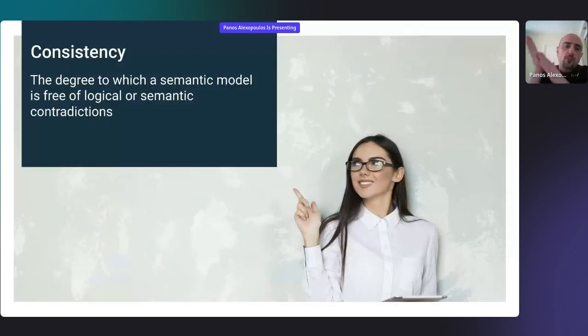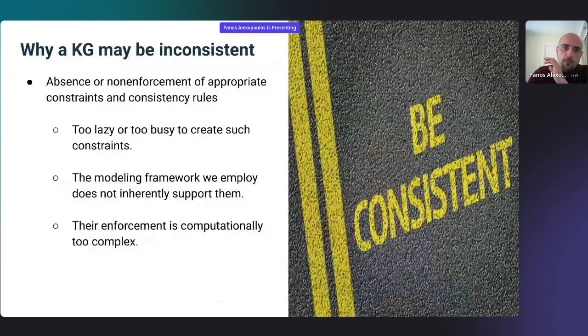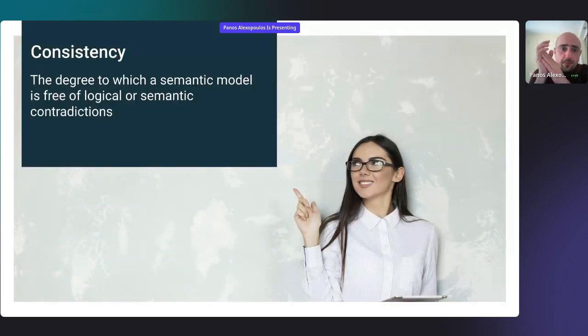Okay, then we have consistency. Consistency is more of a logical construct, and it has to do with the degree to which a semantic model is free of logical or semantic contradictions. For example, you cannot have a graph that says at the same time that Panos was born in Greece and Panos was born in the United States, when Panos is the same person, because a person cannot be born in more than one location.